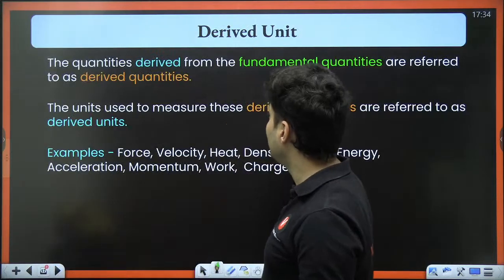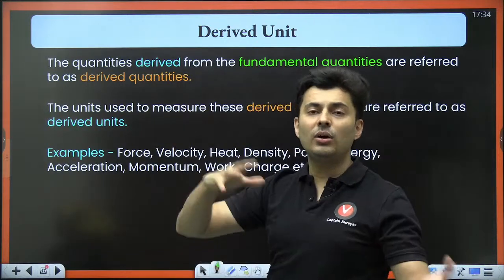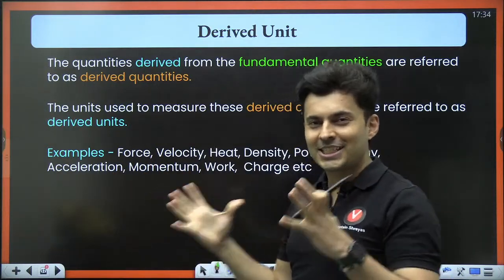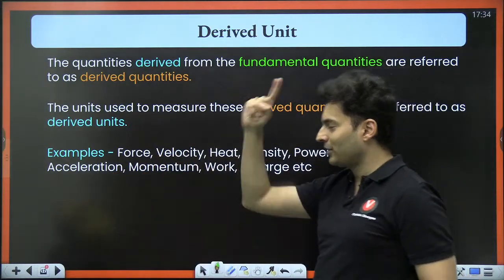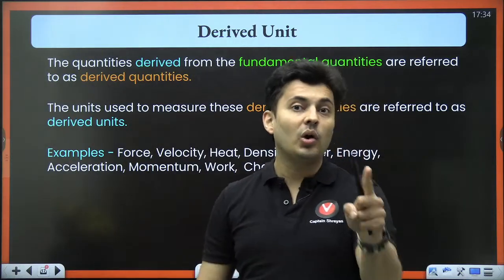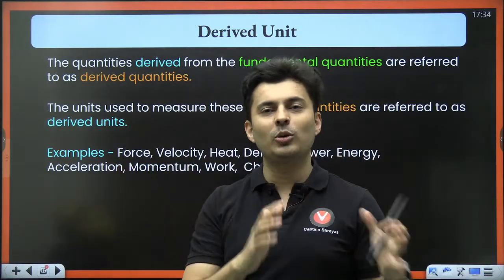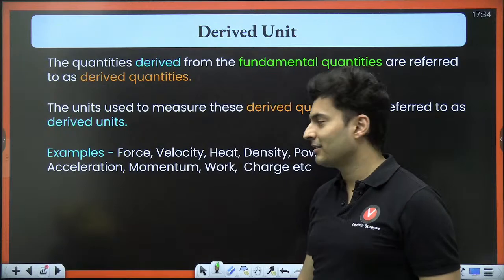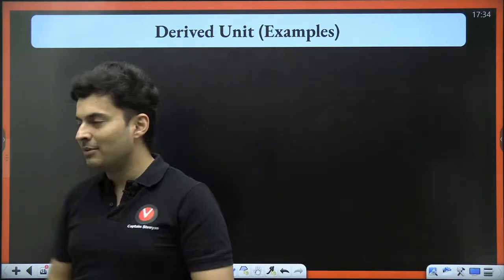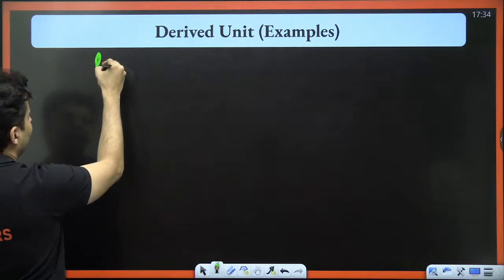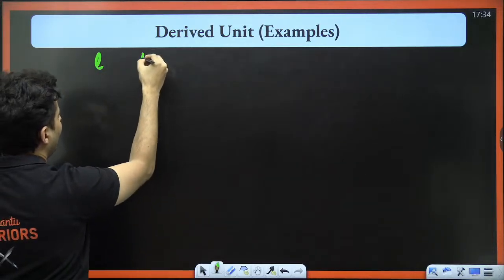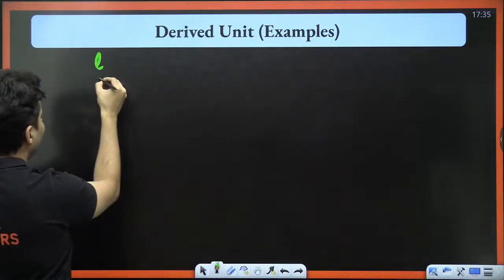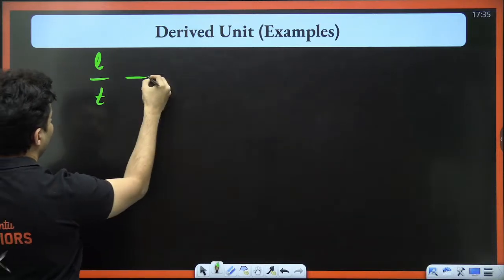Now, the derived units. The derived units are the ones which are dependent on all these quantities. It's like a mixture of all these ingredients when you cook your food. Like force. It depends on the mass and also the acceleration, because force is mass into acceleration. In fact, even acceleration is not fundamental. It is also derived from something. So you can make a nice mind map. Say for example, I have the basic fundamental quantity of length and the basic fundamental quantity of time. So with length and time, I can get to velocity.